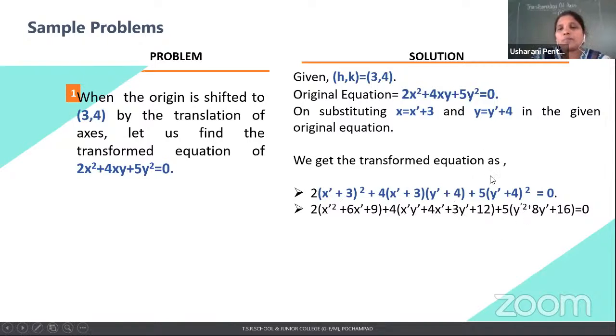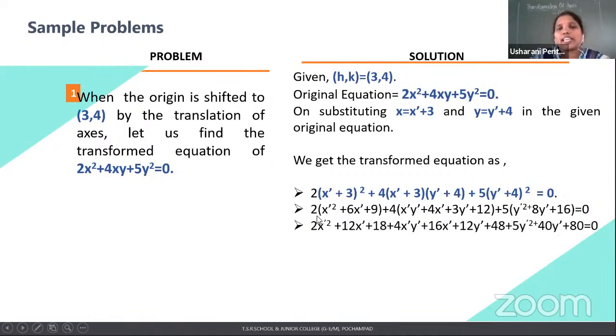In a similar way, (y dash plus 4) whole square is also in the form of (a plus b) whole square, so it can be written as a square plus 2ab plus b square. Therefore, 5 times y dash square plus 8y dash plus 16. The next step is we need to multiply the 2 inside, the 4 inside, as well as the 5 inside.